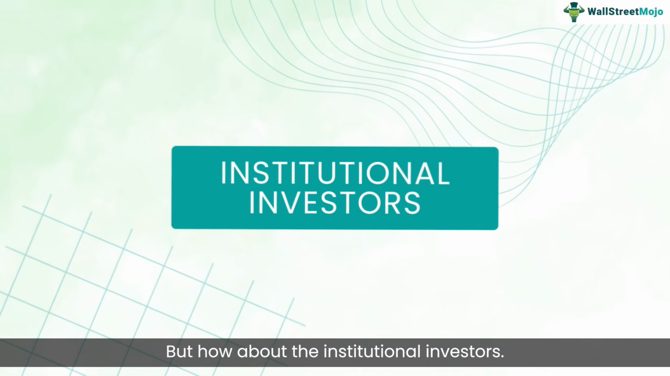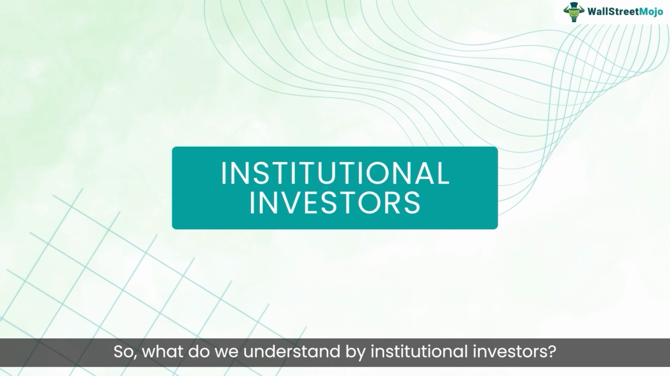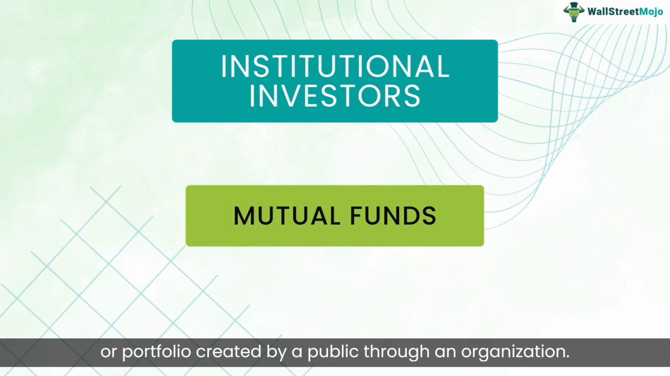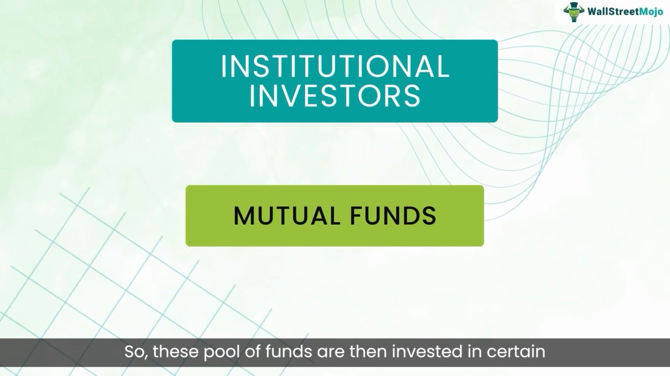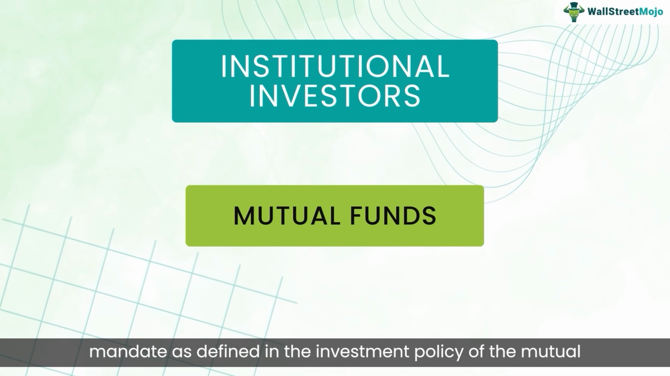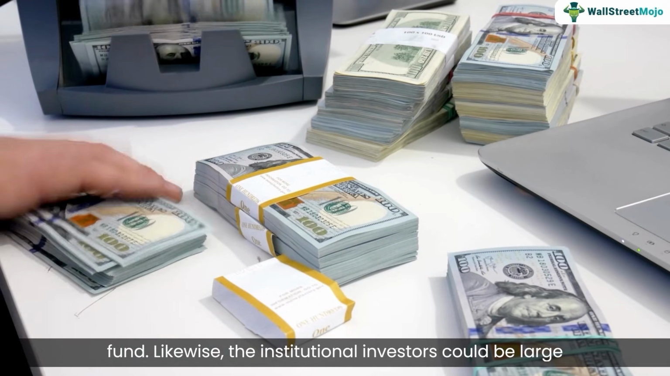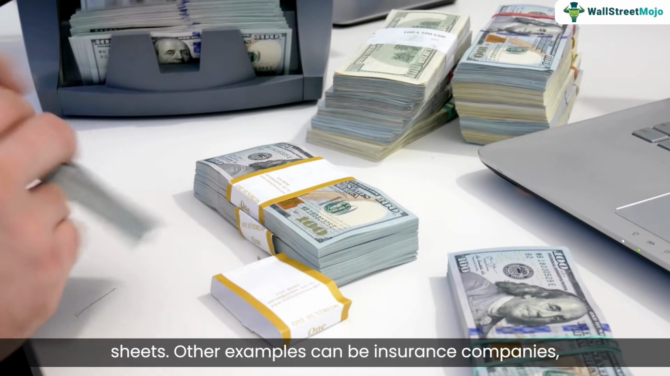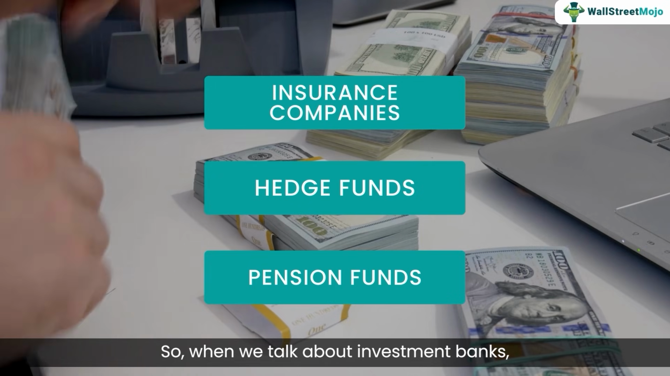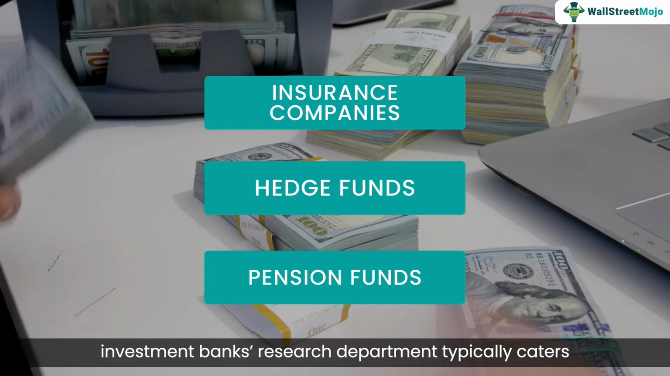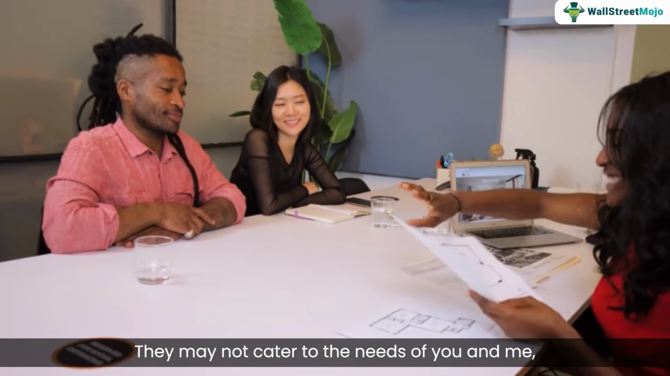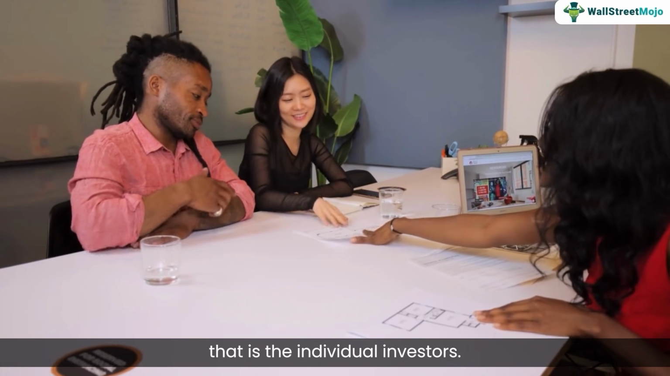But how about institutional investors? What do we understand by institutional investors? Think about institutions like the mutual fund. A mutual fund is nothing but a fund or a portfolio created by the public through an organization. These pools of funds are then invested in a certain mandate as defined in the investment policy of the mutual fund. Likewise, institutional investors could be large companies having a large amount of cash on the balance sheet. Other examples can be insurance companies, pension funds, hedge funds, etc. So when we talk about investment banks, the equity research department typically caters to the needs of the institutional investors. They may not cater to the needs of you and me, that is, the individual investors.